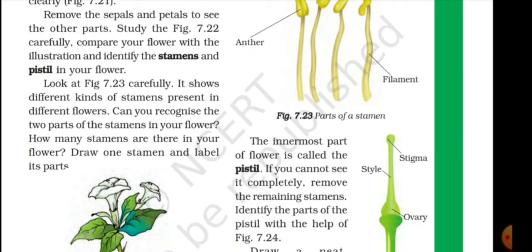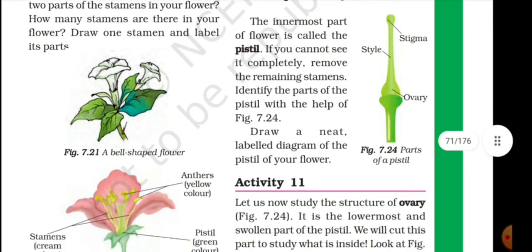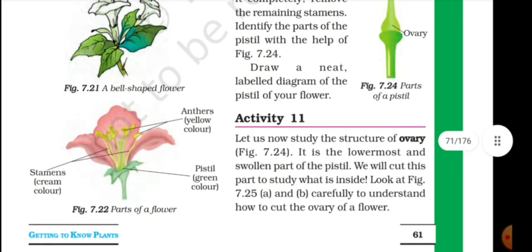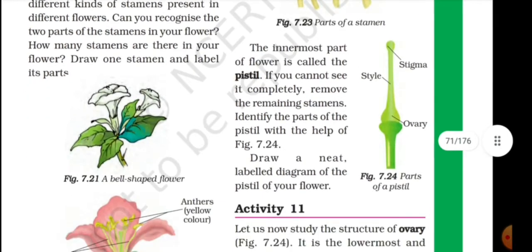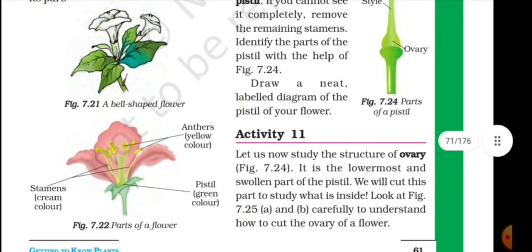So here there are the stamen and the pistil. A bell-shaped flower, as we know, this is a hibiscus plant. Here the stamen is cream in color, and the pistil is green in color, which you can see here. And the anther is the topmost part and the filament is the attached one. You can see it in the figure as well.